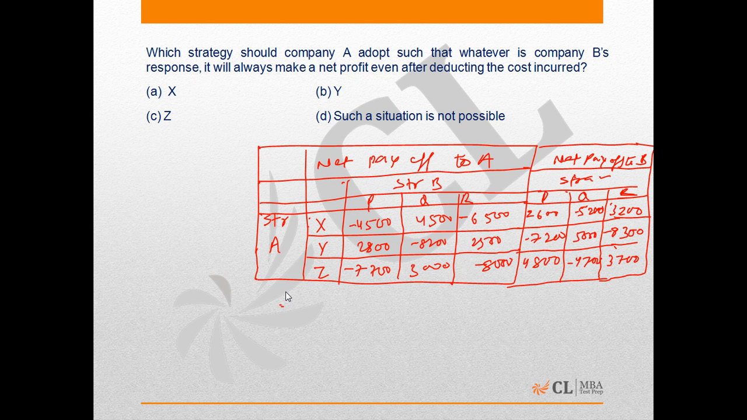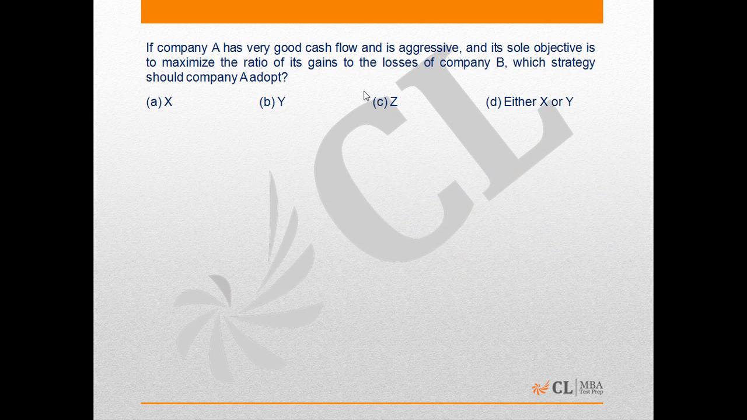Similarly, we can see for strategy Y, when A adopts strategy Y, B by adopting strategy Q can make a gain of 5,000. So again, by adopting strategy Y, A cannot make sure that there is no loss to A. Similar would be the case with strategy Z. Therefore, such a situation is not possible where A adopts a particular strategy and B cannot make a gain, given that B can adopt any of the three strategies.